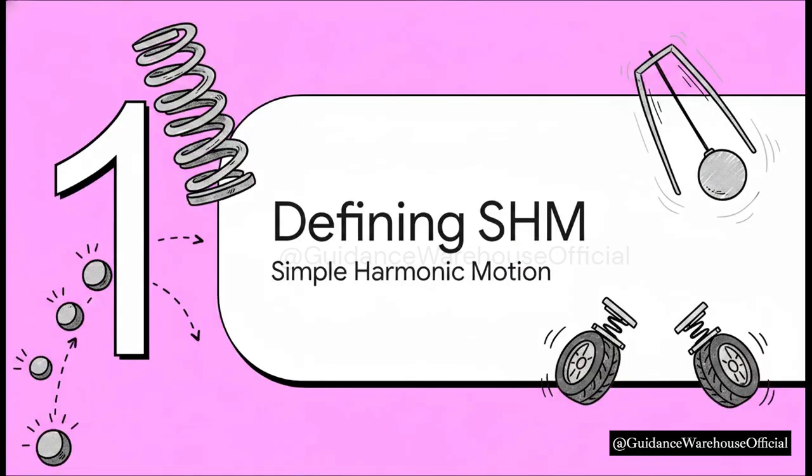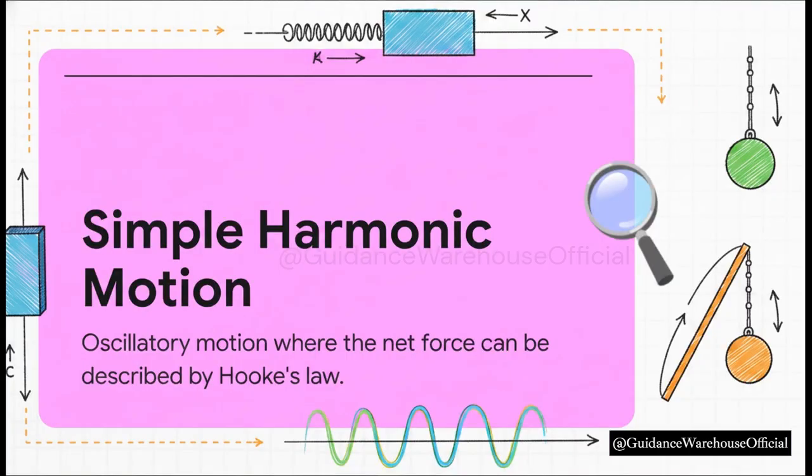Let's move right into section 1, defining simple harmonic motion. To figure out our bouncing car, we first need to understand what makes a physical system bouncy in the first place. This brings us to simple harmonic motion, or SHM for short. Now, the technical definition states it's an oscillatory motion for a system where the net force can be described by Hooke's law. Kind of a mouthful, right?